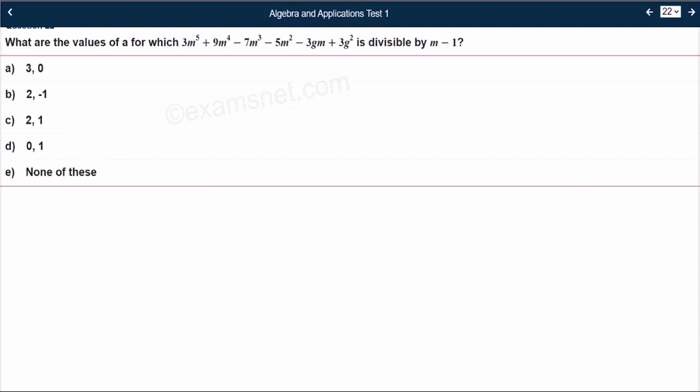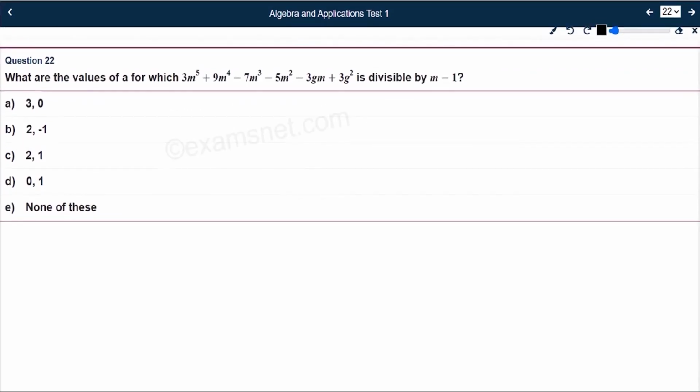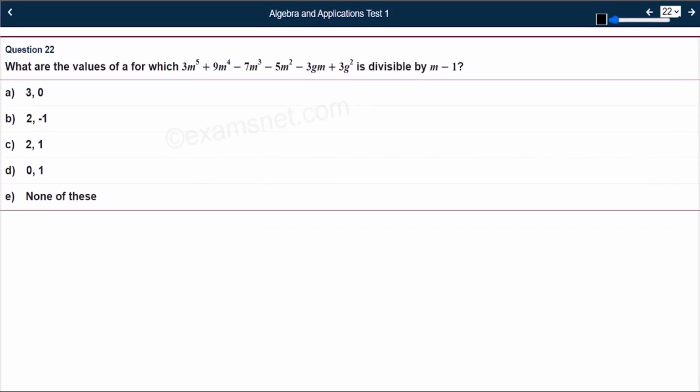Now let's move towards the next question. Question number 22: what are the values of g for which 3m to the power 5 plus 9m to the power 4 minus 7m cube minus 5m square minus 3gm plus 3g square is divisible by m minus 1? Okay.